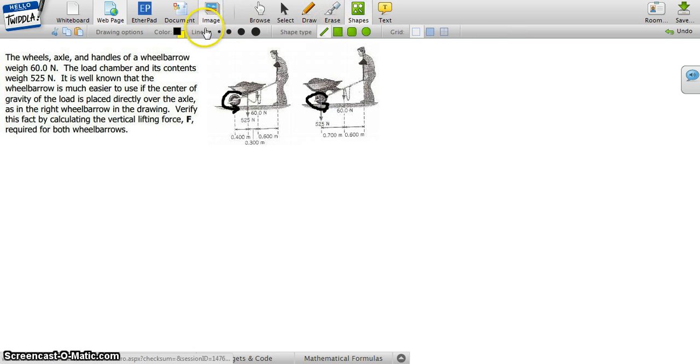Okay, so we've got the force down from the load inside the wheelbarrow, 525 newtons, and we've got this force here from the wheelbarrow itself, 60 newtons, and we have this support force up here. Same thing over here, we have this weight down of 525 newtons. We have the weight of the wheelbarrow itself, 60 newtons, and we have this upward force, and we're trying to figure out what that upward force is.